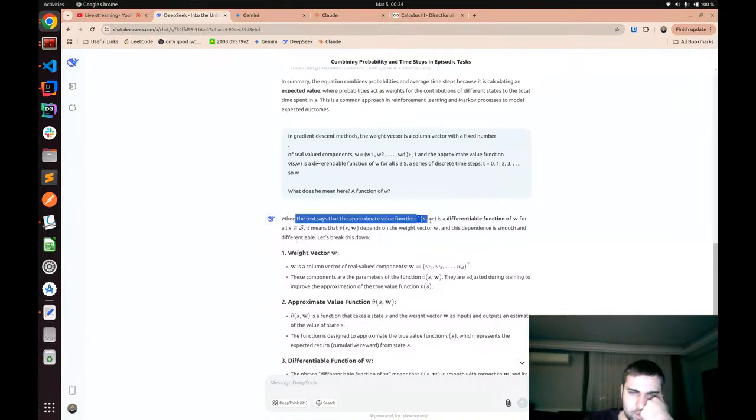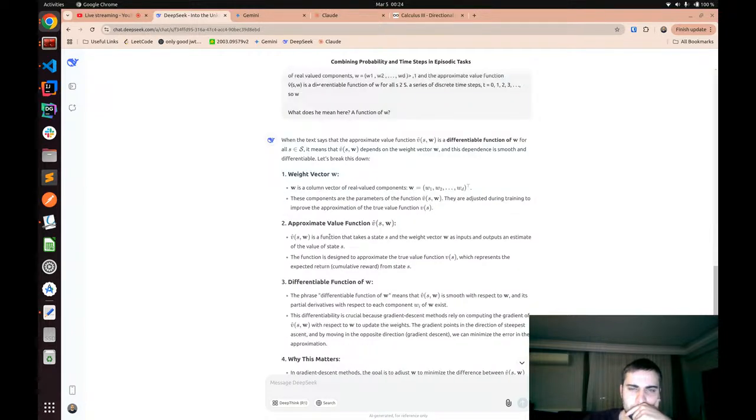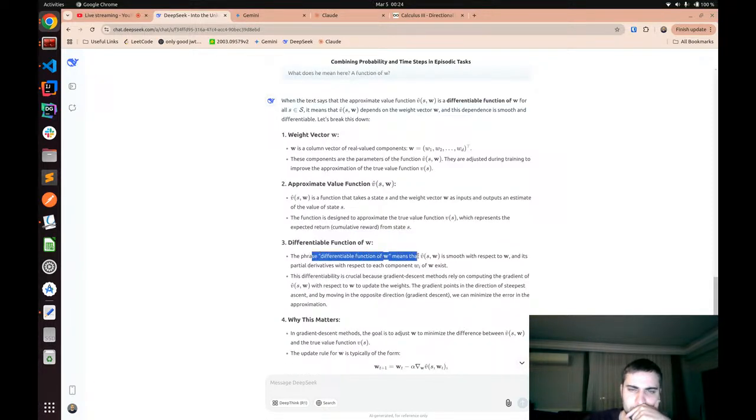When the text says the approximate value function is differentiable for all w, it means that it depends on the weight vector w, and obviously it also depends on s. It is smooth and differentiable, continuous, I guess.